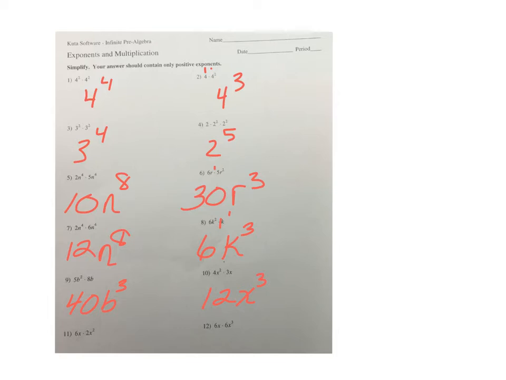Number 11, multiply the coefficients. 6 times 2 is 12. Keep the base x, add the exponents. 1 plus 2 is 3. Number 12, multiply the coefficients. 6 times 6 is 36. Keep the base x, add the exponents. 1 and 3 is 4.